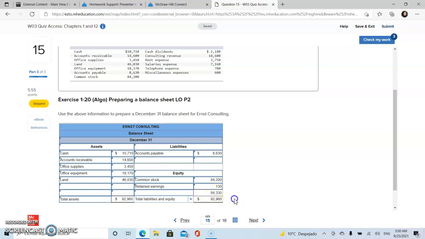Now, it is very important that these two quantities are the same because assets equals liability plus equity, and our statement has to be on balance. So this is the end of questions 13, 14, and 15.